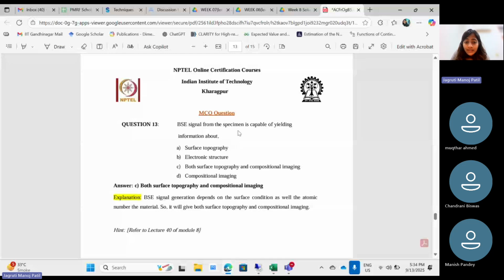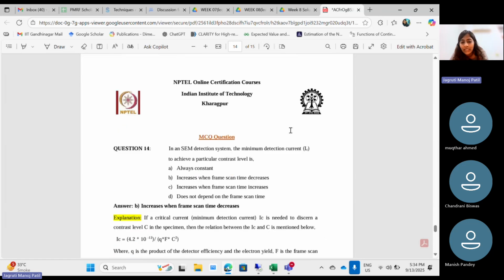Okay. The signal from the specimen is capable of yielding information about what? So you'll get both the surface topography and the compositional imaging here from backscatter imaging. Surface information you also get, but from backscatter, since you get the extra information, characteristic X-rays that come from specific wavelengths, from specific elements, we can also do chemical analysis for composition. So that's what EDS is all about.